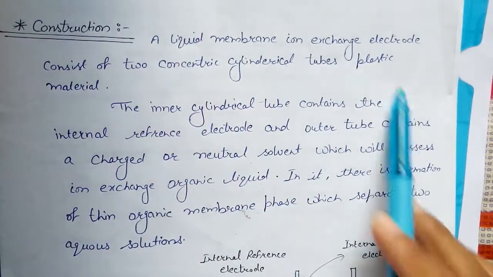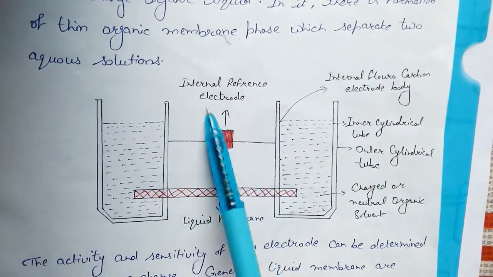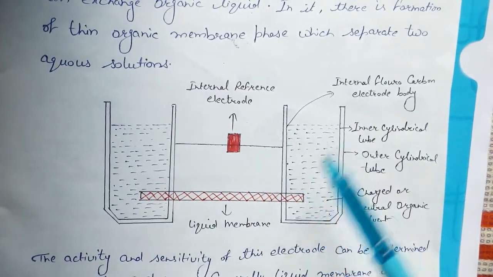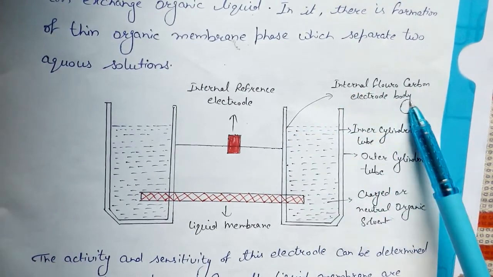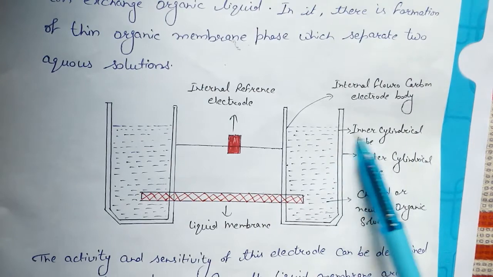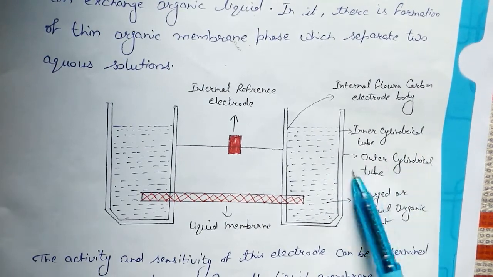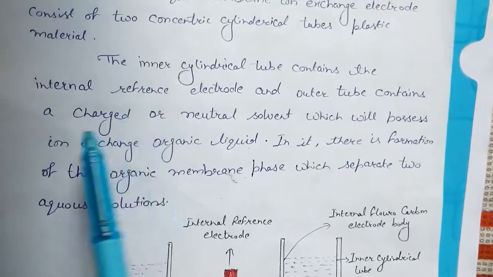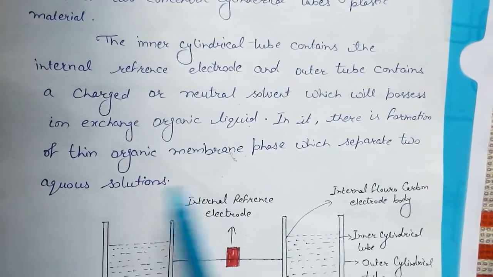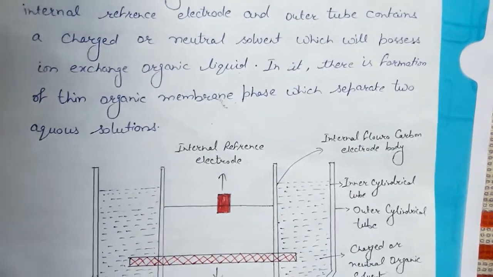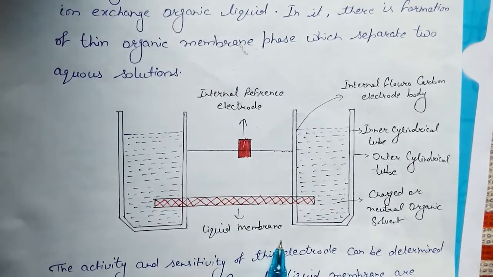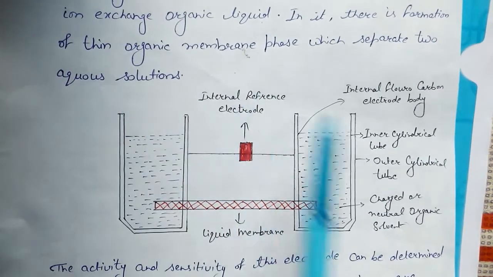All of this you can understand by this diagram. Here is the internal reference electrode in the middle, right? These are two chambers which consist of solution form. So this is our inner fluorocarbon electrode body. This is our inner cylindrical tube. This is the outer cylindrical tube, and this is the charged or neutral organic solvent, which we have discussed, right? These are two aqueous solutions, and this one behaves as a bridge, which is a liquid membrane, right? You can say organic membrane.